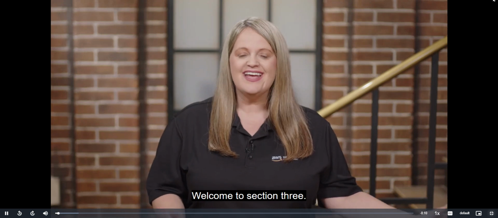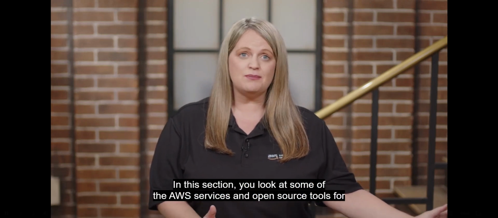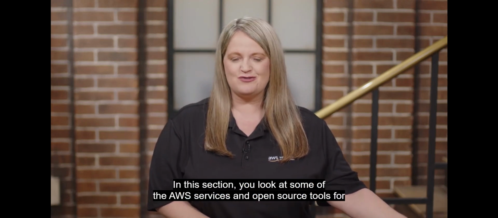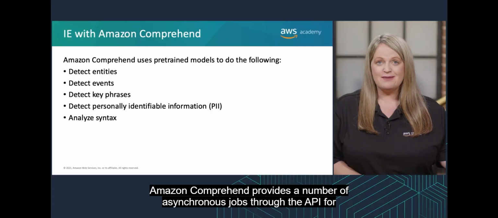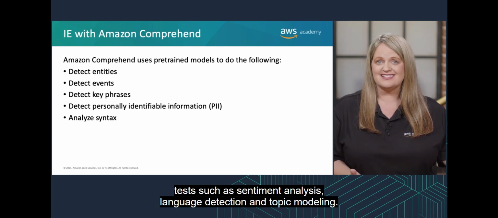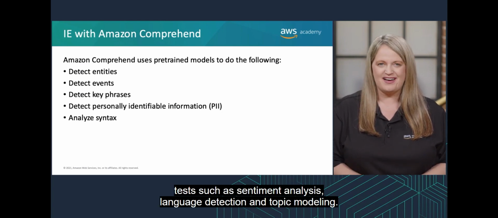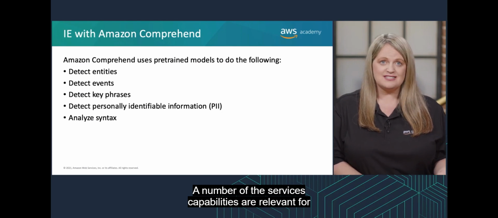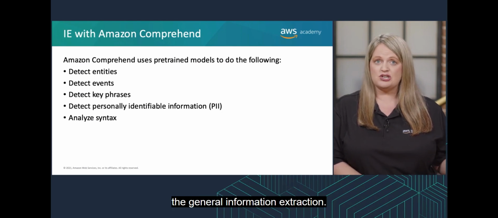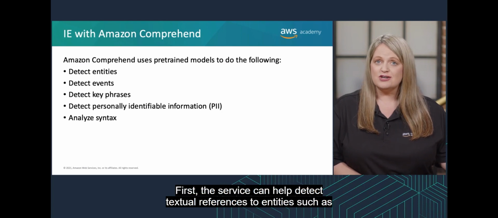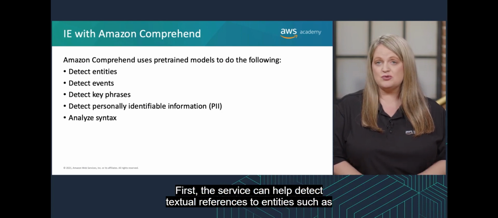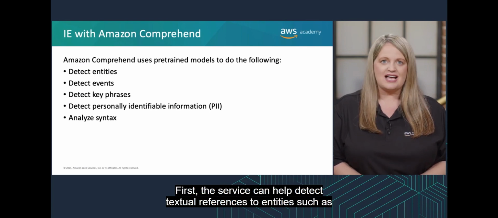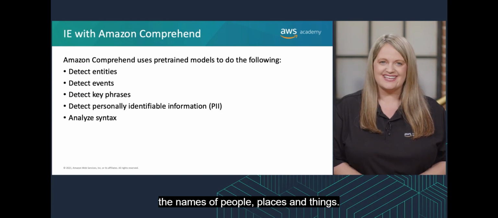Welcome to Section 3. In this section, you look at some of the AWS services and open source tools for information extraction. Amazon Comprehend provides a number of asynchronous jobs through the API for tasks such as sentiment analysis, language detection, and topic modeling. A number of the service's capabilities are relevant for general information extraction. First, the service can help detect textual references to entities, such as the names of people, places, and things.